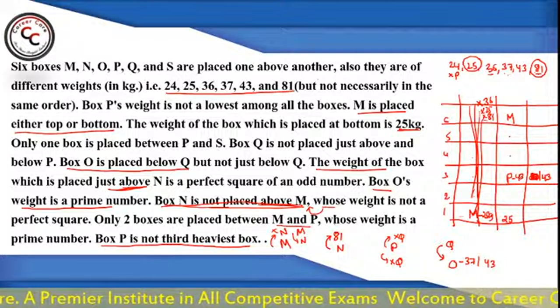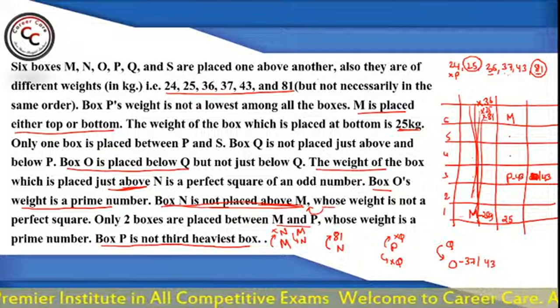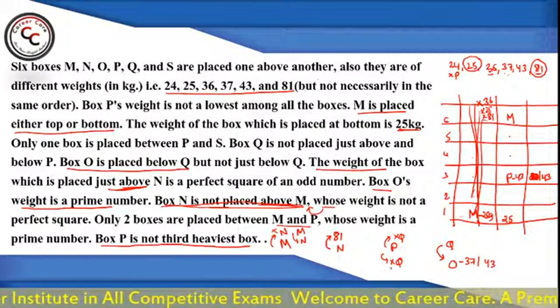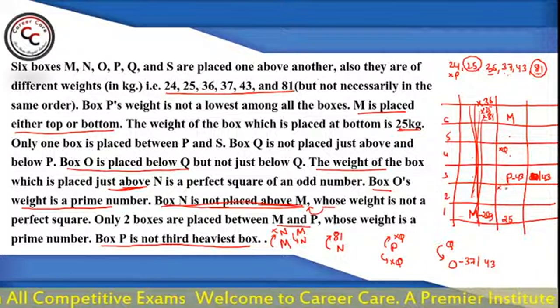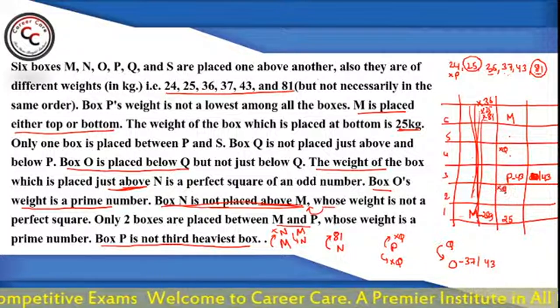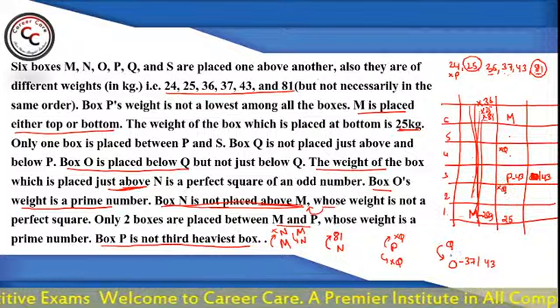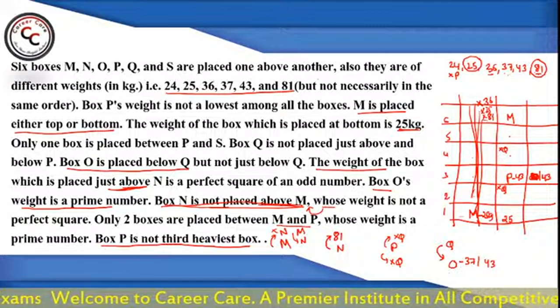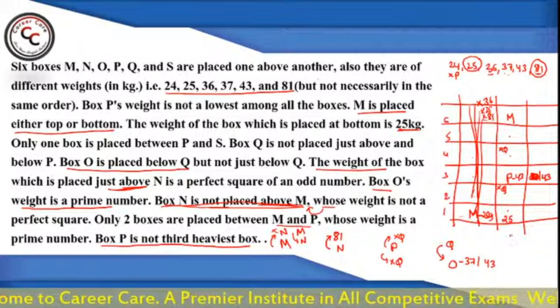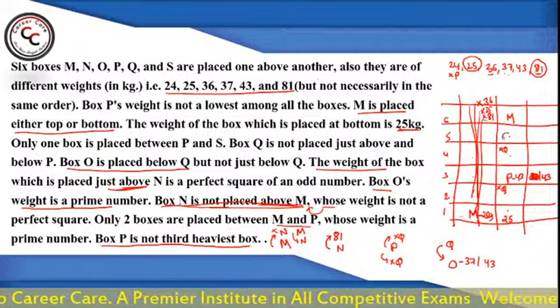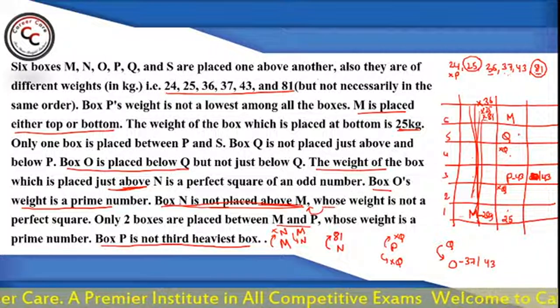Now we can go for the connecting points. Above P and below P, who should not be present? Q should not be present. So Q cannot be here, as well as Q cannot be here. So below Q, who should be there? O should be there. If not these two places, if I put Q here, below Q, O has no chance. So you can put Q in fifth place.